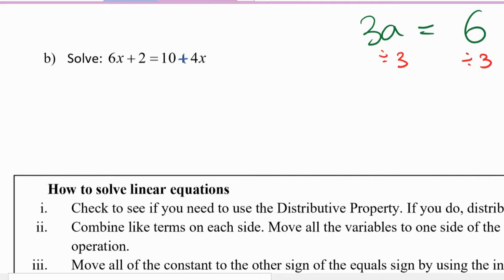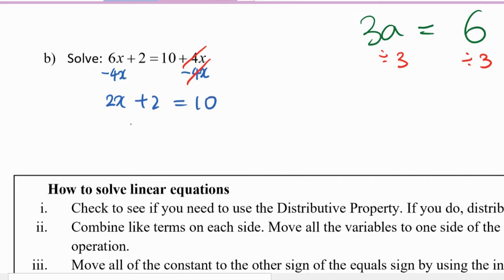So I have plus 4x. What's the inverse operation of plus 4x? That is minus 4x. And remember everyone, whatever you do on one side, you have to do the same thing on the other side. Okay? So 4x will be gone. 6x minus 4x is 2x plus 2 equals 10.